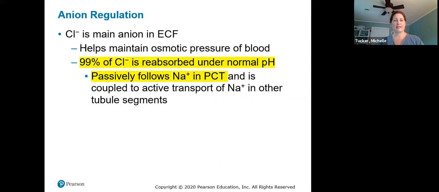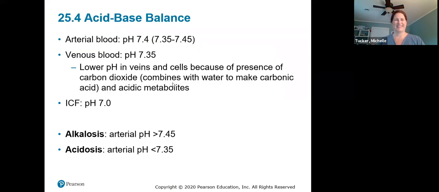Chloride is the main anion in extracellular fluid. It is going to be reabsorbed passively with sodium in the proximal convoluted tubule. It's not under hormonal control, so I don't think you'll be seeing this one again.